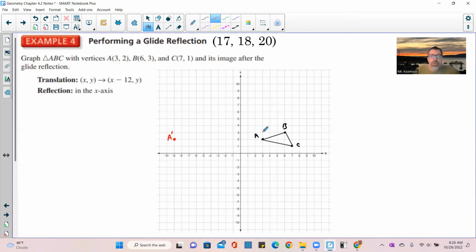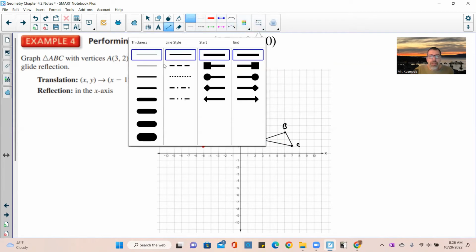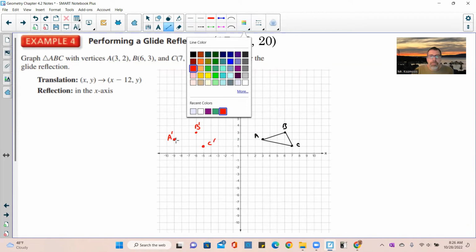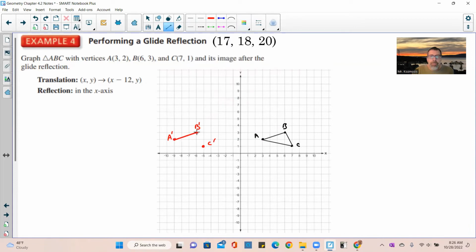B, 1, 2, 3, 4, 5, 6, 7, 8, 9, 10, 11, 12. B prime. This is a glide or a translation. C is 1, 2, 3, 4, 5, 6, 7, 8, 9, 10, 11, 12. C prime ends up there. So now I'm going to graph those line segments. Here's AB, or A prime, B prime, B prime, C prime, and A prime, C prime. So there is this triangle translated left 12 units. That is the translation or the glide.